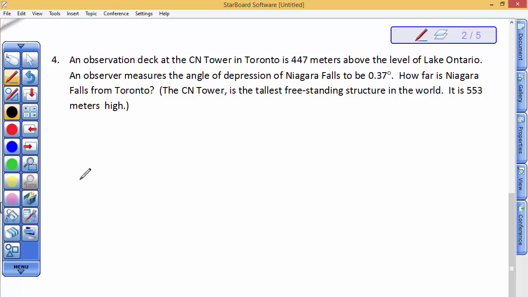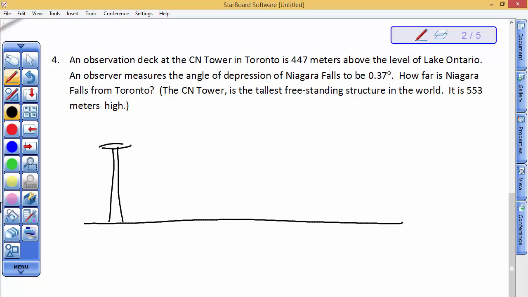An observation deck at the CN Tower in Toronto is 447 meters above the level of Lake Ontario, which we're going to say is where Niagara Falls is. So here's my CN Tower, and actually the CN Tower is a little bit taller, but the observation deck is right here, and it's 447 meters. An observer measures the angle of depression of Niagara Falls to be just 0.37 degrees, not even 1 degree. So you're standing up here, and I can't draw small enough, but you're looking down towards Niagara Falls, clear day, and you can see it.